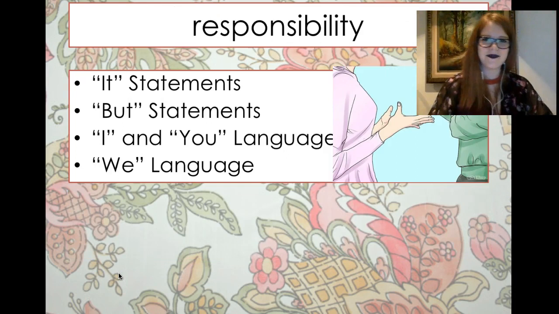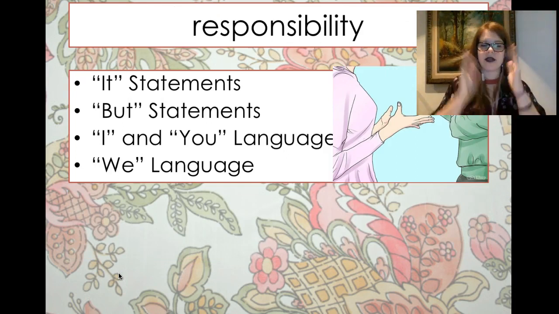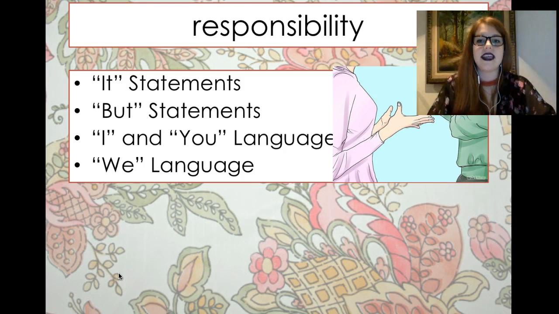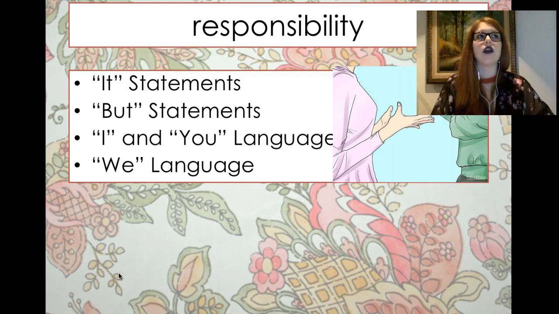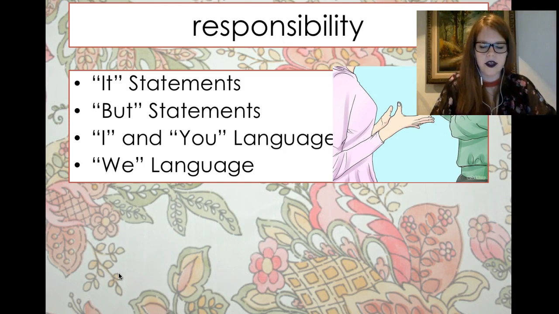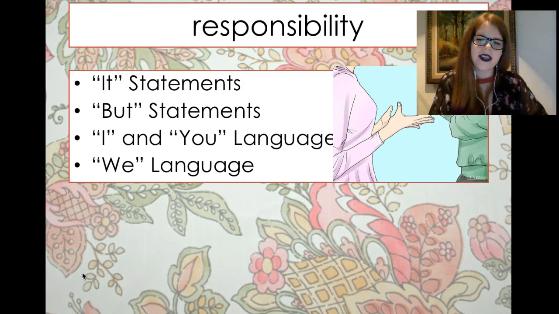Let's keep going. Let's talk about some responsibility when it comes to language. It statements, but statements, I and you language, and we language. It statements are always really challenging. We tend to use the word it to gloss over things that are problems or bothering us. When somebody says, hey, what's bothering you? And your response is, it doesn't matter, what you've done is you've shadowed over some sort of emotion.